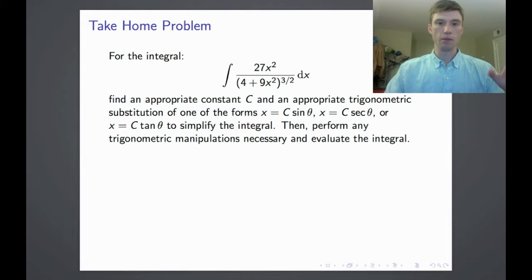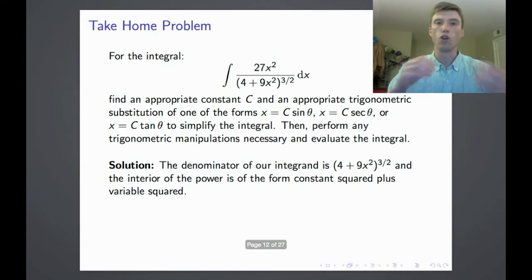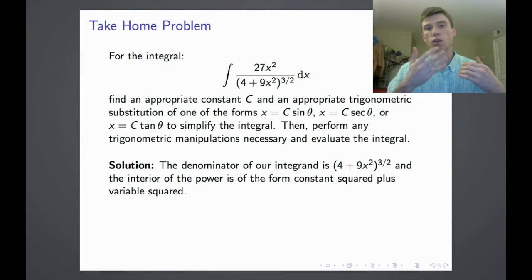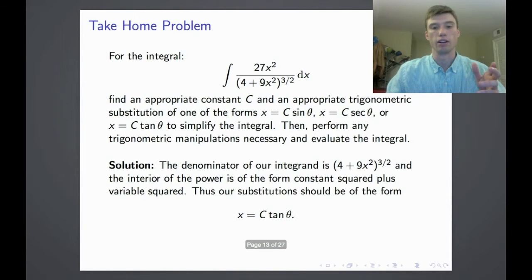For the take-home problem, our first instinct should be to look at the terms under the 3/2 power. We have a 4 plus 9x squared. What form is this of? It's of the form constant plus variable squared. Now this indicates to us that we should make the substitution x equals tangent theta, based off of the trig identity 1 plus tangent squared theta is equal to secant squared theta.